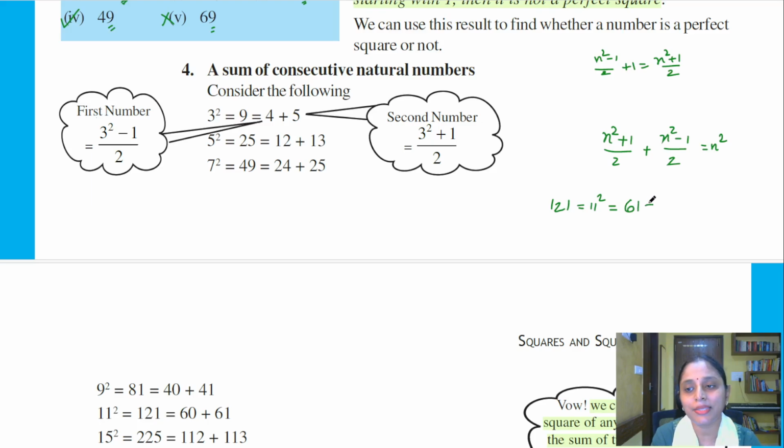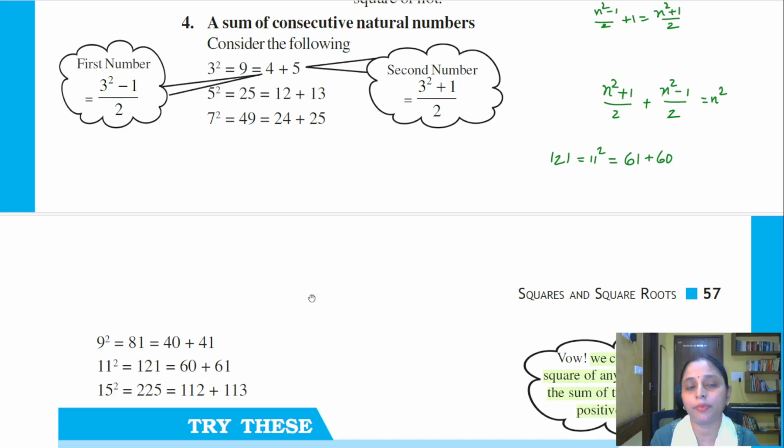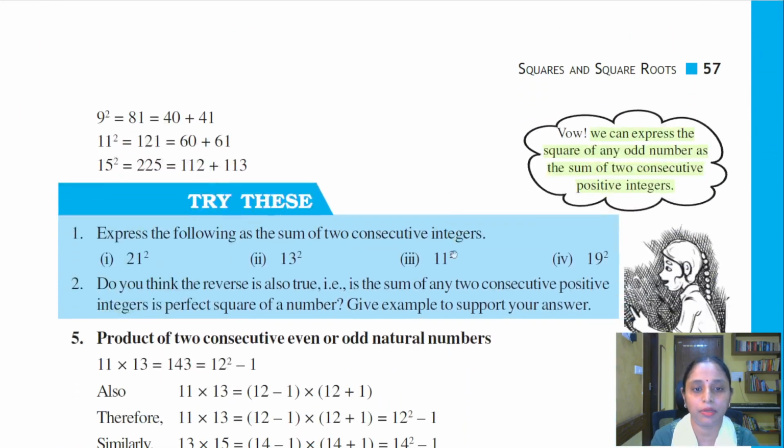61. Okay, plus the previous number, minus 1, so 60. Clearly, you can see that these are two consecutive natural numbers and the sum is 121. So, if the question asks you to write an odd perfect square as the sum of two consecutive natural numbers, you have to remember this. You simply add 1 to the given perfect square, divide it by 2, and then take the previous number. The sum, you can immediately check, happens to be the same number, right?